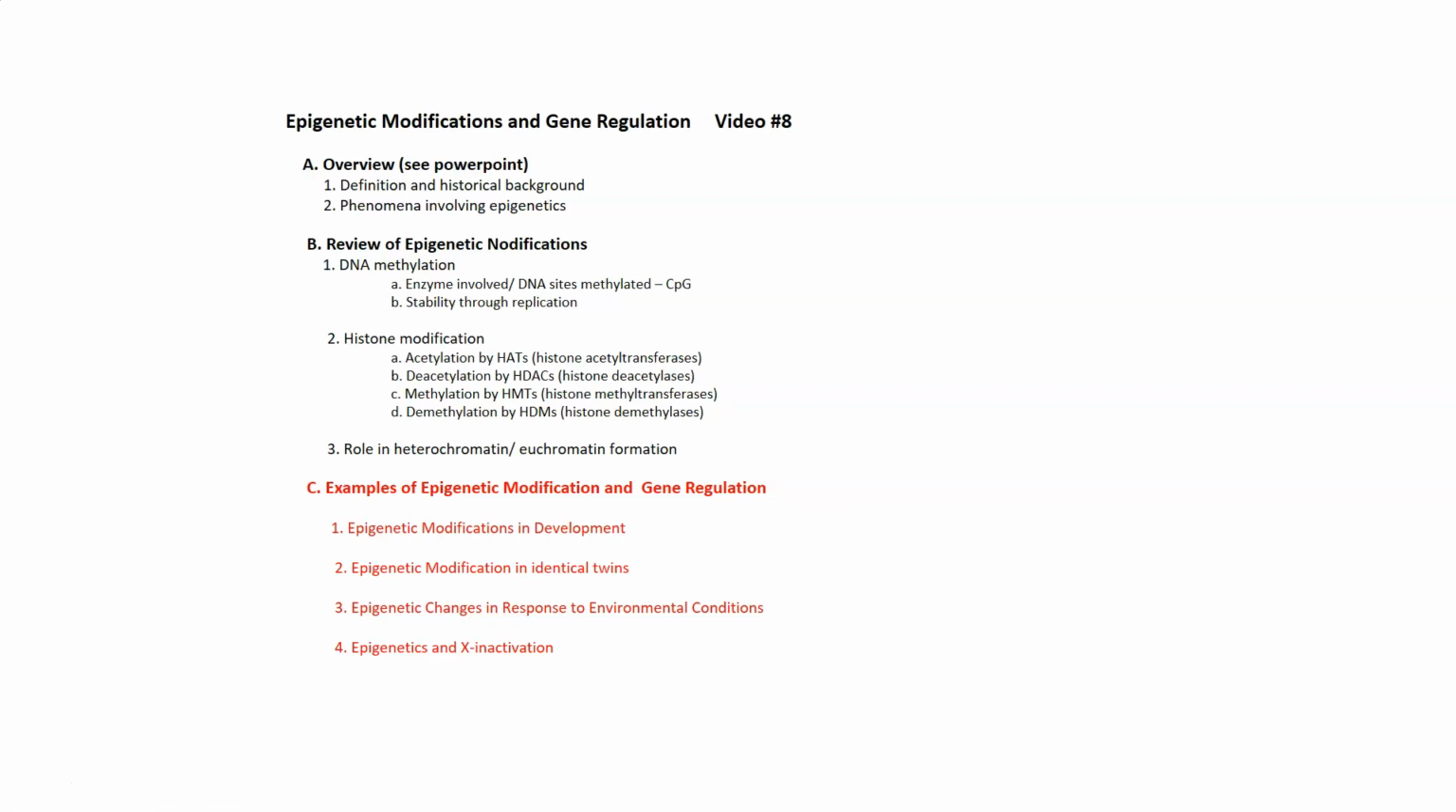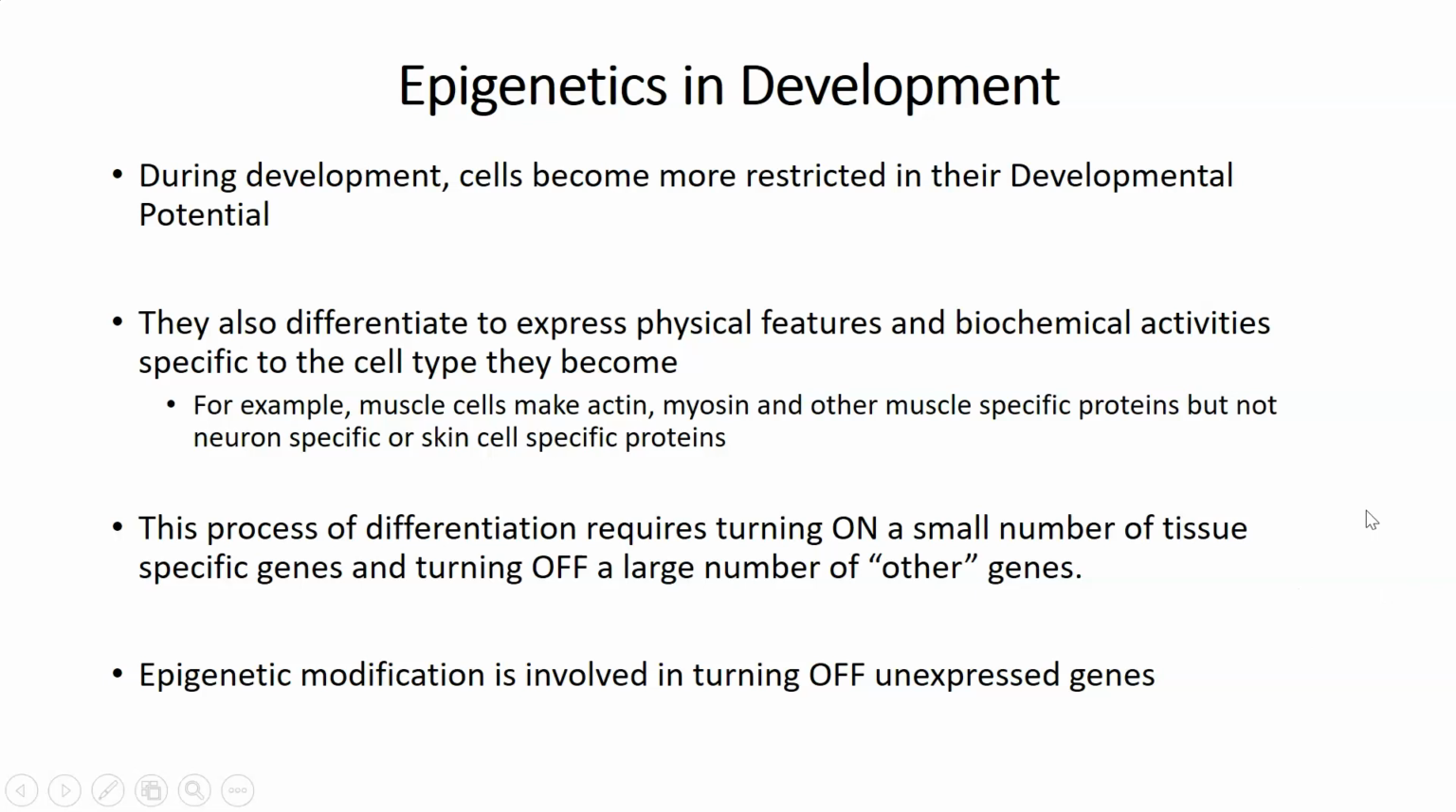epigenetic modification that occurs in response to environmental conditions, and I chose the example of a kind of a classic experiment showing nutritional differences in mice and how that produces epigenetic differences. And finally, a phenomenon we've talked about before earlier in the course, X-inactivation during female mammalian development, how one X chromosome gets turned off. And the mechanism by which that occurs is through epigenetic modification. All right, well, let's get right to it. And talk about the first topic, how epigenetic modification is involved in development.